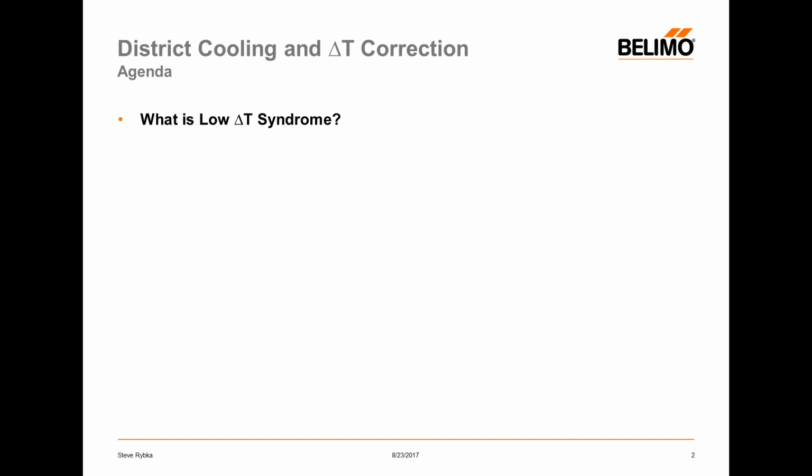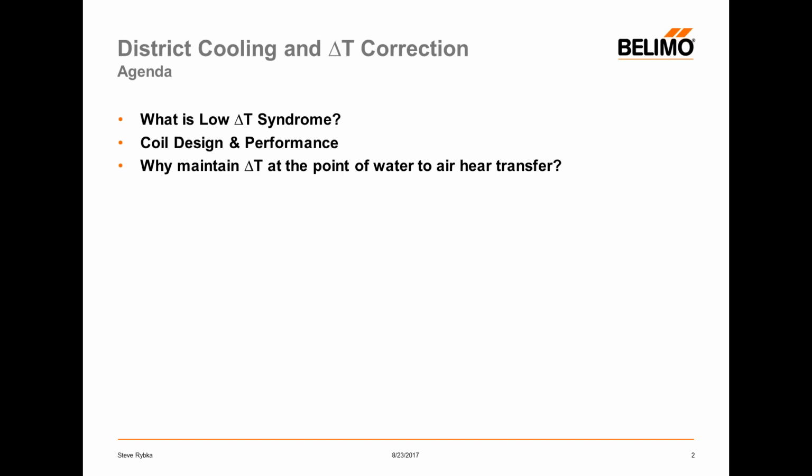information for. What we'll go over here today is what low delta T syndrome is, essentially the definition of low delta T syndrome, coil design and performance, and how these two things are related. So how my coil performs if I get below my minimum delta T. Why we want to maintain that delta T at the point of water to air to heat transfer.